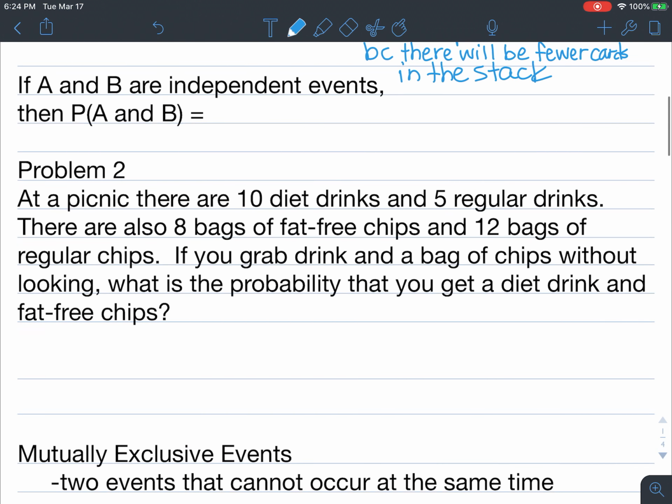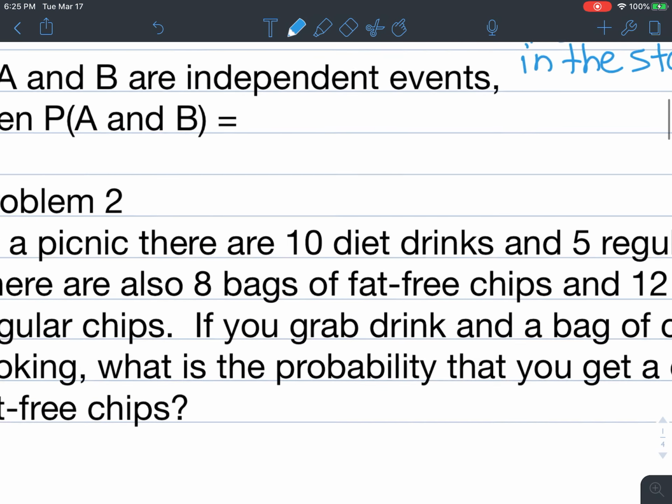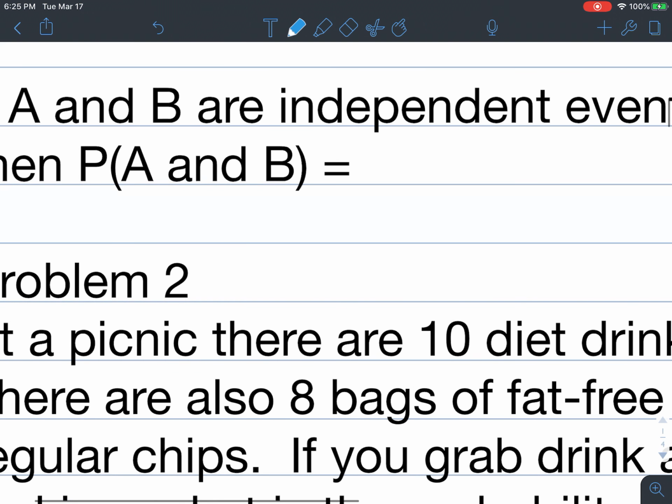Okay, let's talk about probability if events are independent. So if A and B are some kind of independent events, like rolling a die and spinning a spinner, then the probability of A and B happening is just P of A times P of B.